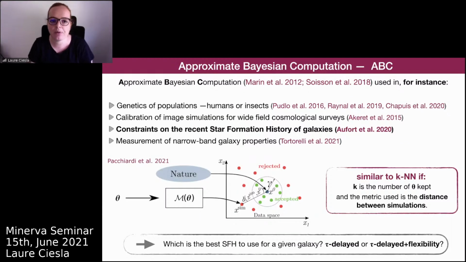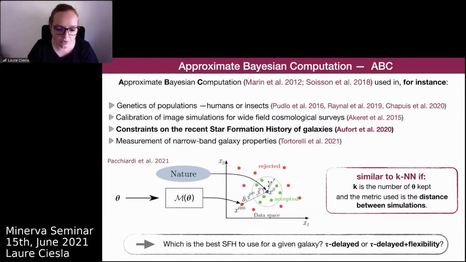So we use the approximate Bayesian computation, which is called ABC. ABC is used in many different topics. I just listed a few of them to show that there are different applications. It was used in genetics of population, both humans or insects. So you can find different studies in the literature. I found some application in the calibration of image simulation for cosmological surveys. There is the paper of our student Grégoire Aufort, which is the study I'm presenting now. And also very recently, there was some measurement of narrowband galaxy properties using the ABC method.